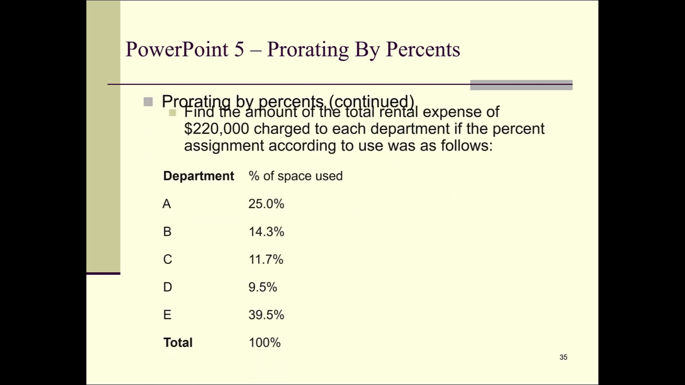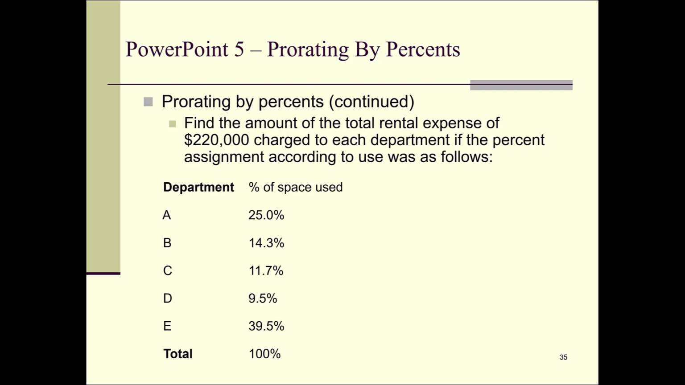So let's do an example. This company has total rental expense of $220,000, and we need to figure out how much of the $220,000 of rental expense each department is going to get towards its budget. The departments are creatively called A, B, C, D, and E. This company decided to prorate it based on the percentage that each department takes up of the space. For example, Department A takes up 25% of the building space, so they're going to get 25% of the rental expense towards their budget.